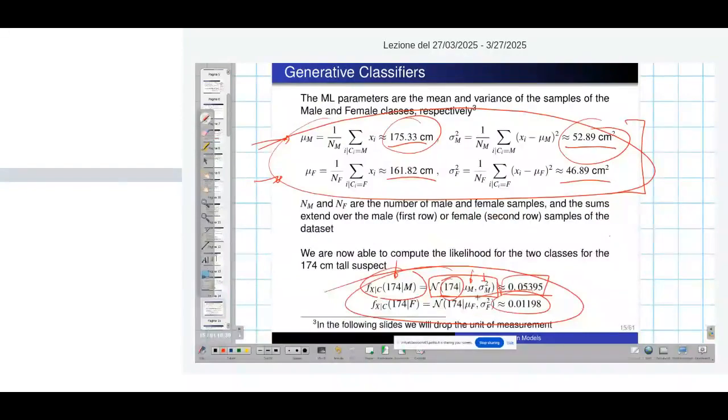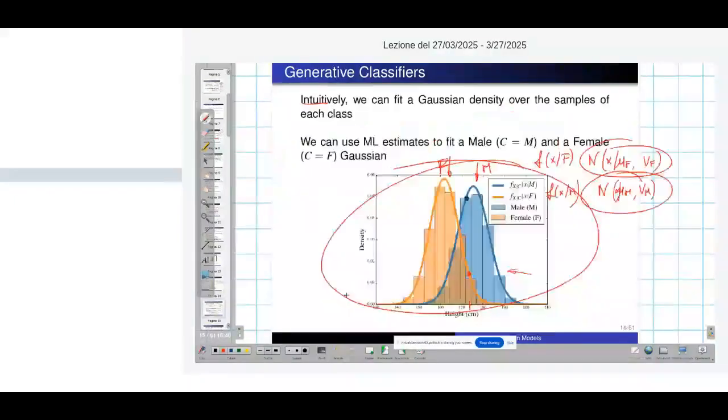What does it mean? It means that there is roughly 5 times the chance that I observe a 174 centimeter person in the male class with respect to the female class. Notice that this is not the answer. This does not tell us that the probability of male is 5 times the probability of female. It tells us that the probability, I should say likelihood, that I observe somebody who is 174 centimeters tall in the male class is 5 times the likelihood that I observe somebody who is 174 centimeters tall in the female class. So it's the ratio between these two values.